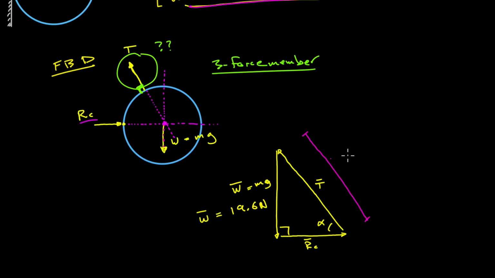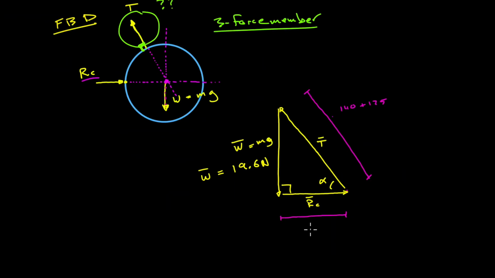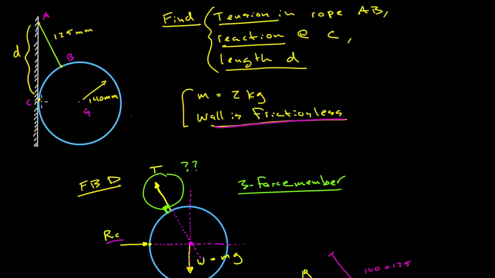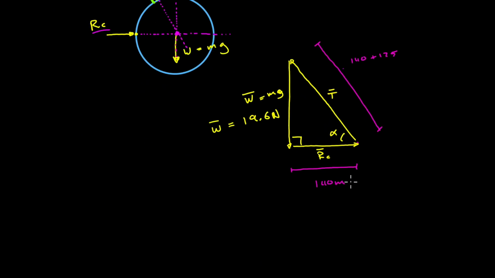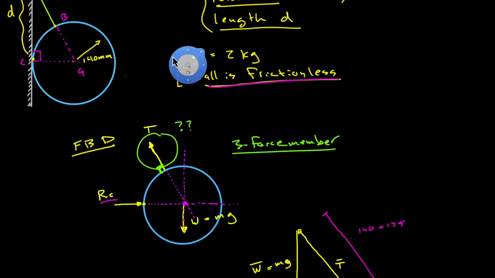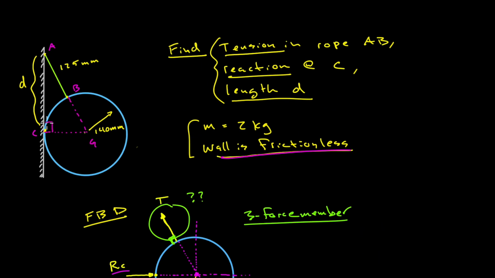So this length here, 140 plus 125. This length here, the lower length of the triangle, well, that's the distance from point C to point G. The distance from point C to point G is just the radius of the ring. So that gives us this length here, 140 millimeters. Then actually the height of this triangle, that's one of the variables that we're trying to solve. That's just this unknown length D.